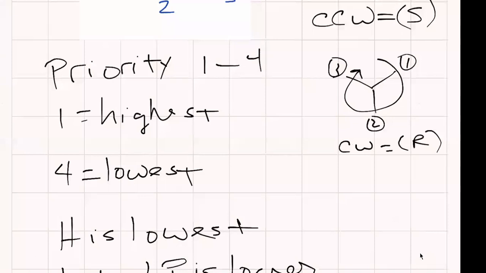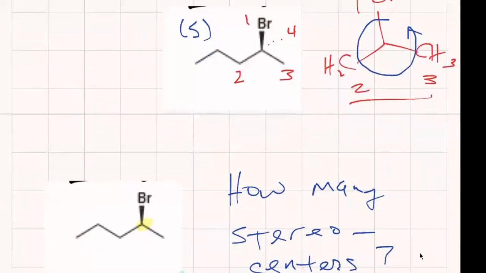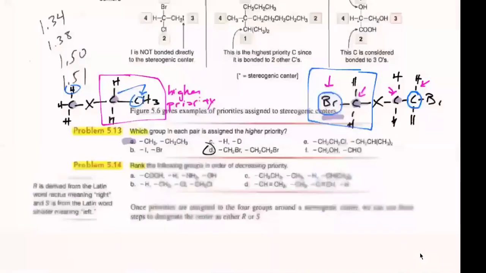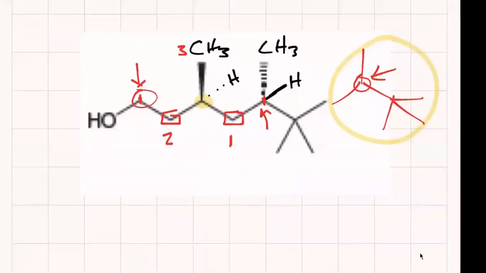And H is the lowest priority group atom. And then the only thing lower than hydrogen is a lone pair. Okay, thank you. Okay, you got it? Yes.